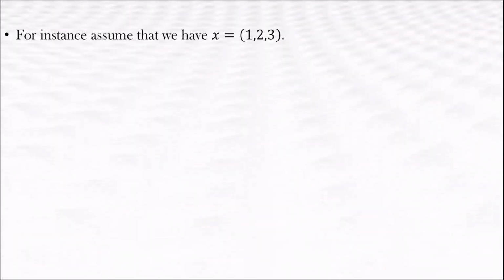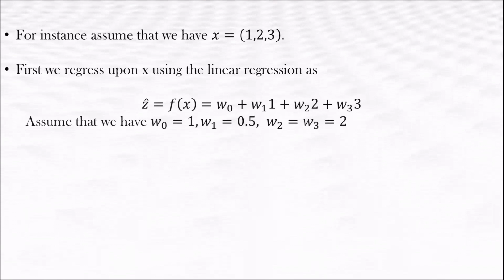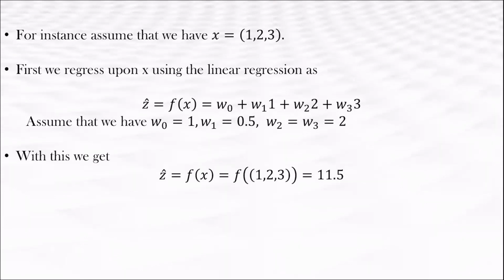example. For instance, assume that we have x is equal to 1, 2, 3. So first we regress upon the x using linear regression as z hat is equal to f of x is equal to w naught plus w1 into 1 plus w2 into 2 plus w3 into 3. Assume that we have w naught is equal to 1, w1 is equal to 0.5 and w2 is equal to w3 which is equal to 2. So using the value of these weights, we get z hat is equal to 11.5.